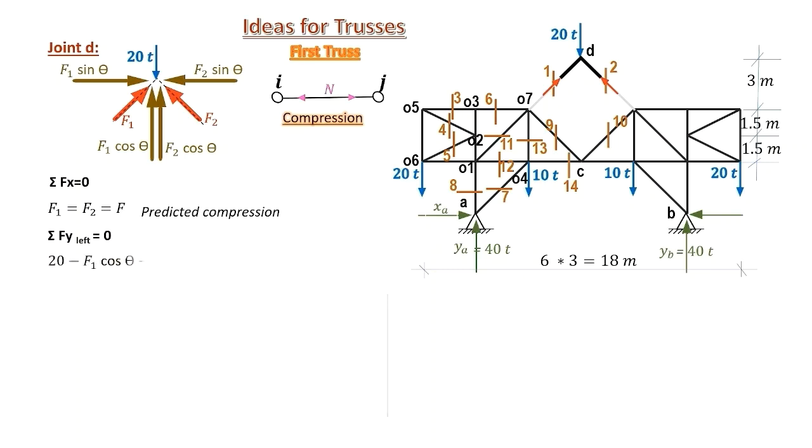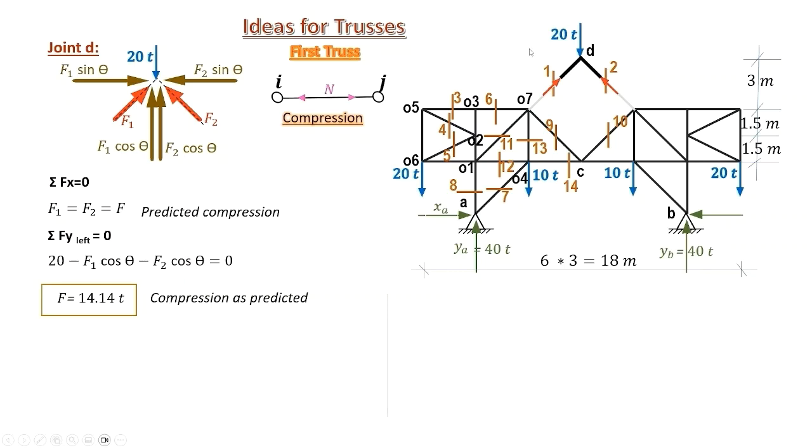Equilibrium in the y direction equals 0. Then both components and the 20 tons must sum to 0, which gives F equals 14.14. F1 equals F2, so we substitute for each by the symbol F, and we get 14.14 tons compression force, as predicted before.